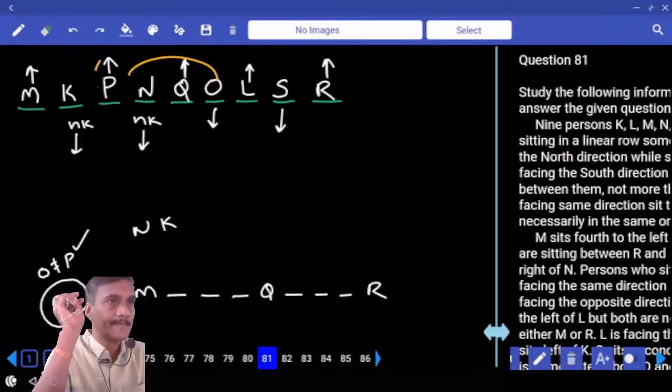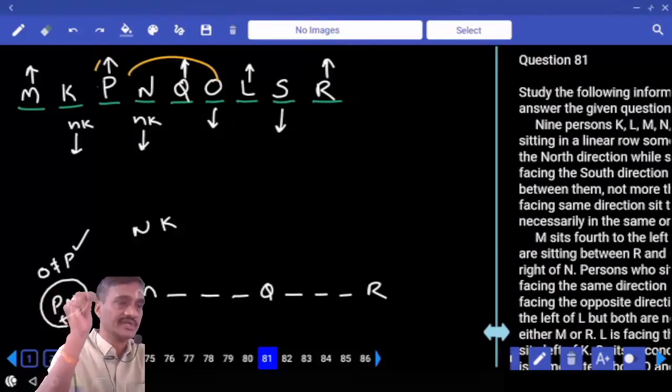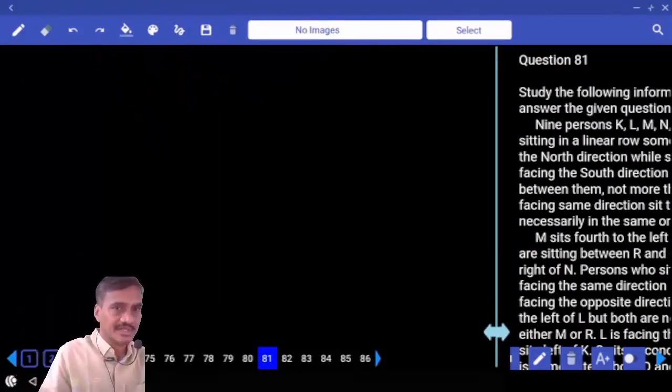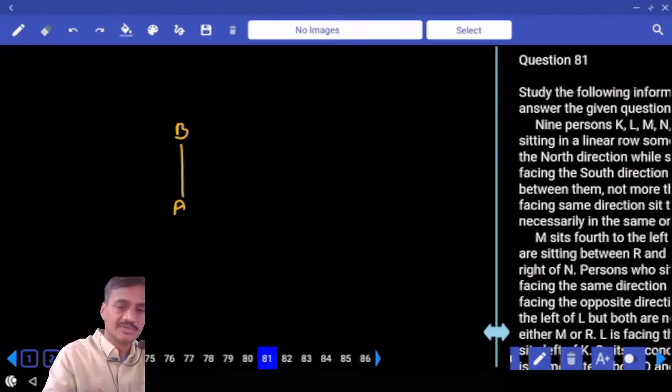Done with this? Then coming to 86 through 88. Now, it is based on directions. In this one, A is 3 meters to the south of B. B is here, A is here. The distance between these two is 3 meters. And B is 7 meters to the east of C.